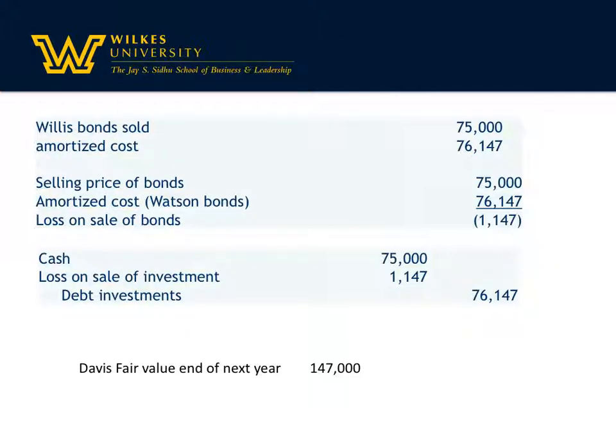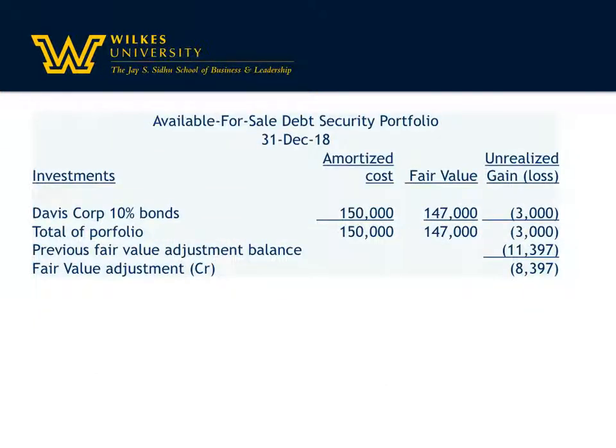So now what do you do if the fair value of Davis at the end of the next year is $147,000? Well, you set up your schedule the same way we did the first time, except you don't have a Willis account in there. You're just leaving it with the Davis amount. You've got a cost of $150,000, a fair value of $147,000. So again, you have a $3,000 loss. The total of the portfolio is a $3,000 loss. Previously, you had an $11,000 loss. So your loss isn't as big as it was before.